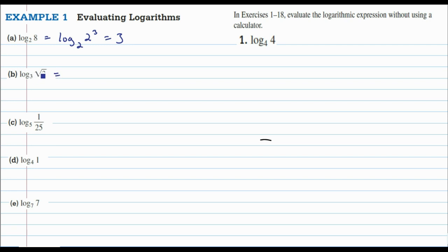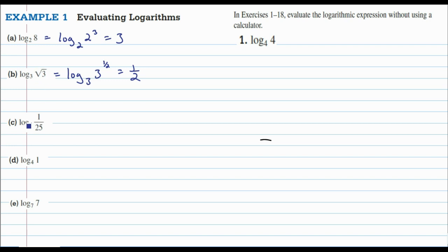Part B, log base 3 of the square root of 3. Well, that's also asking what exponent of 3 gets me 3 to the 1/2 power. What exponent of 3 gets me 3 to the 1/2 exponent? Well, that'd be 1/2. 3 to the 1/2 is the square root of 3.